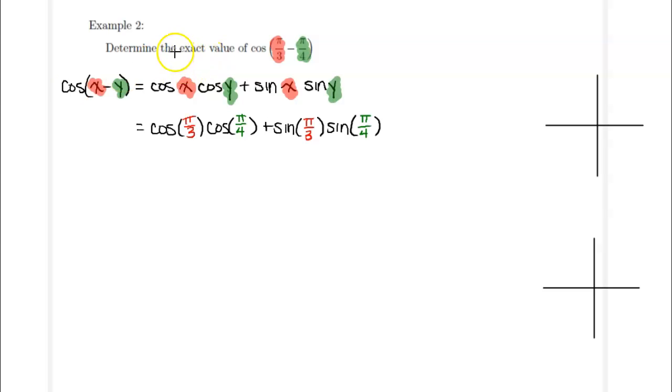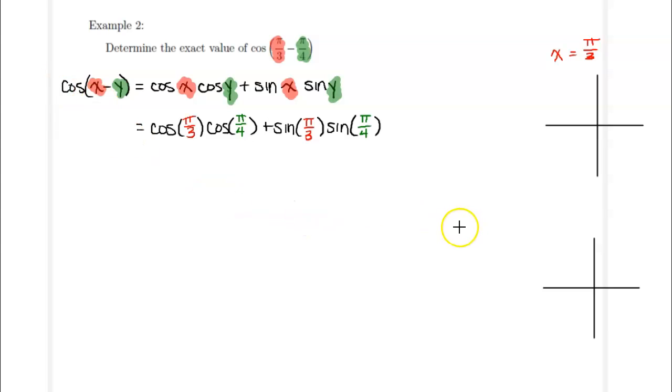So because we are determining the exact value, I need to individually find the exact value of cos and sine of pi over 3, as well as the cos and sine of pi over 4. But that's what we're going to do here and here. I'm going to deal with the x value first, where x is pi over 3. So I'm going to do that right here.